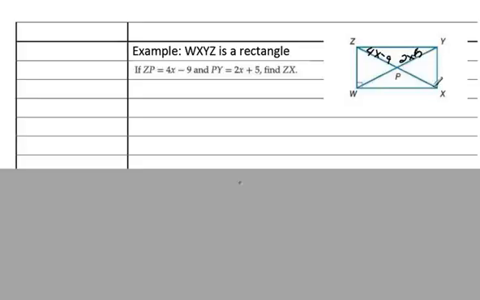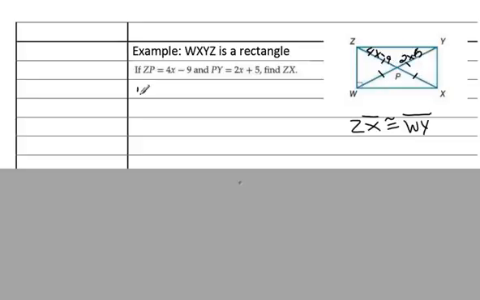Well, ZX is this entire segment, this entire diagonal, which we can't find until we figure out what x is. So the property that we were visiting in a rectangle is that the diagonals are congruent. So diagonal ZX is congruent to diagonal WY. And since the diagonals bisect each other in a parallelogram, and a rectangle is a parallelogram, then we know that all four of these segments within the rectangle are congruent.